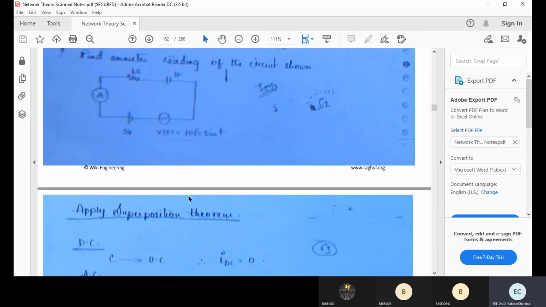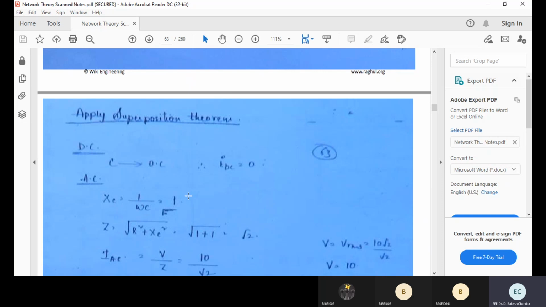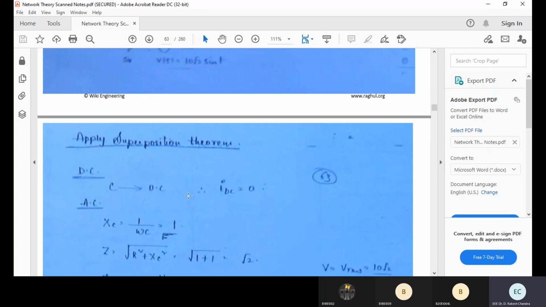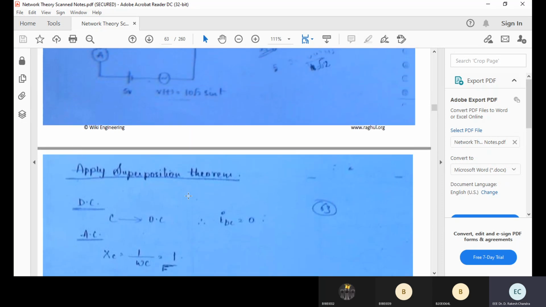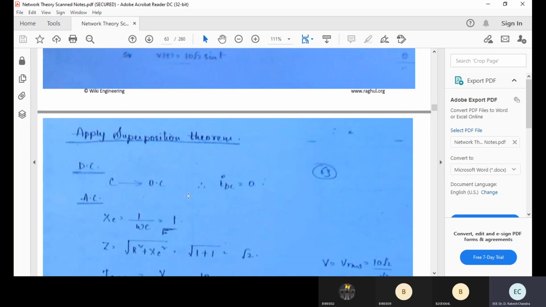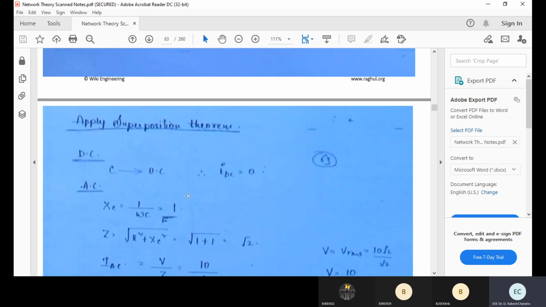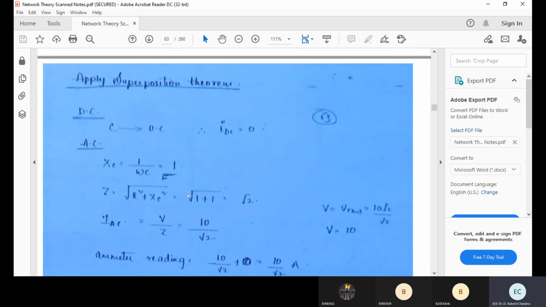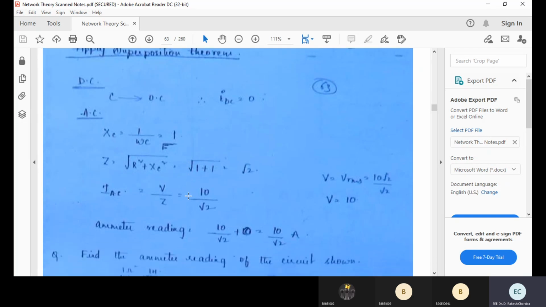Next with the AC source, XC is equal to 1 by omega C. What is your omega? It is given as sin t, so omega is 1. What is your capacitance value? C is equal to 1, so 1 by 1 into 1, which is equal to 1. Z is equal to root of R square plus XC square, which is root of 1 plus 1, which is root 2. What is your AC current? I is equal to V by Z, which is equal to 10 by root 2.